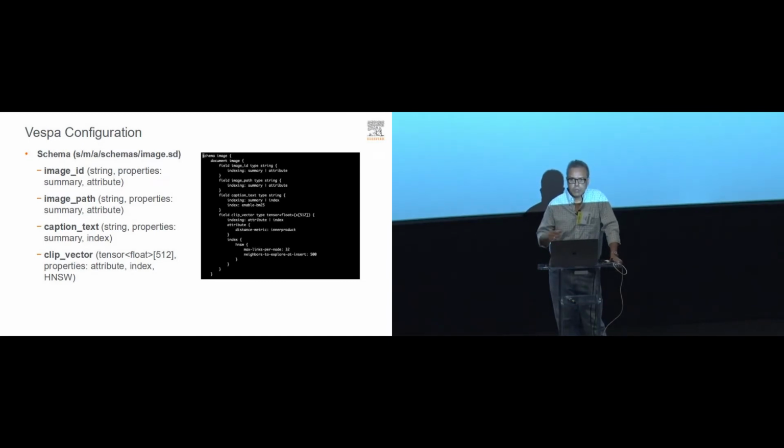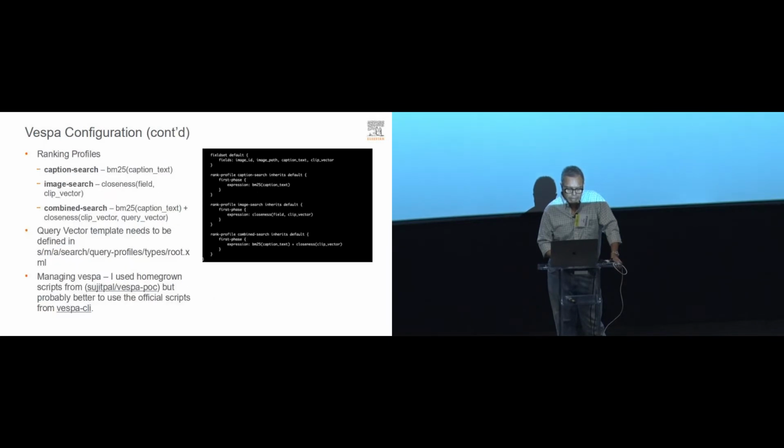Vespa has a very steep learning curve, but Vespa CLI has done a lot to make it easier. Regardless of what dataset or indexing platform you're going to use, you're going to have to specify a schema. So this is my schema for Vespa. The image ID and image path are just for pointing back and getting back the image in my search results. The caption text is indexable, so I should be able to search on the text with BM25 search, and the CLIP vector is a 512-sized float array, indexable and accessible using HNSW. That's what I'm saying here.